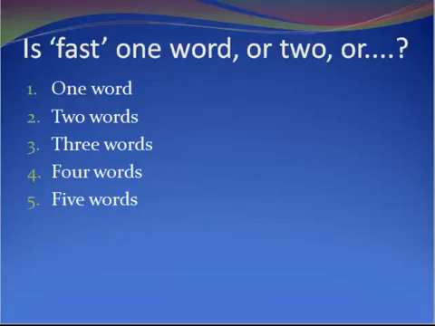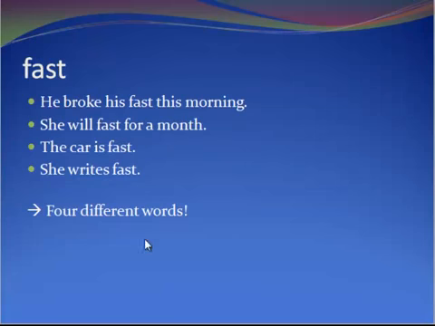Okay, now just to think for a moment, if you think about a word like fast, what kind of word is it? Is it one word, or are there two words fast, or three, or four, or five? Actually, there are four different words fast. And here we can see that with distribution. He broke his fast this morning. A fast, so it's a noun. She will fast for a month. It follows will here, and that indicates it's a verb.